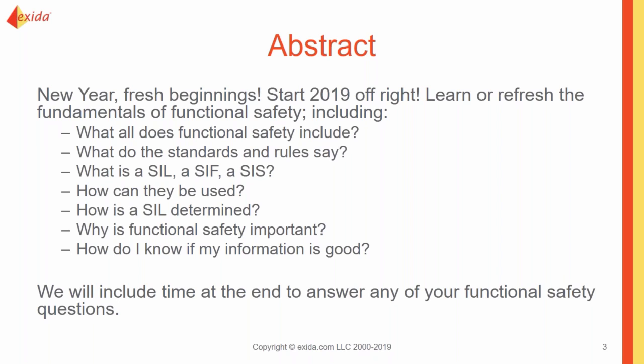So what is functional safety? What are the standards? What do they say? And then we're going to talk about some three-letter acronyms that get thrown around a lot in functional safety. We're going to learn what is a CIF, a SIL, a CIS, and how they interact with each other and what they do. Then we can find out how those can be determined, how they can be used, and why functional safety is important and all about good and realistic information.